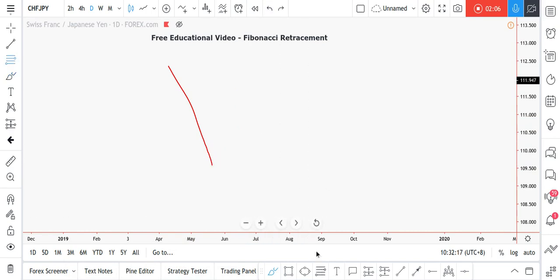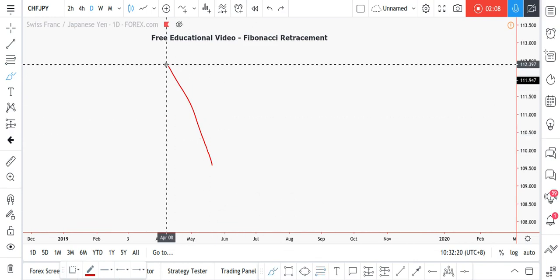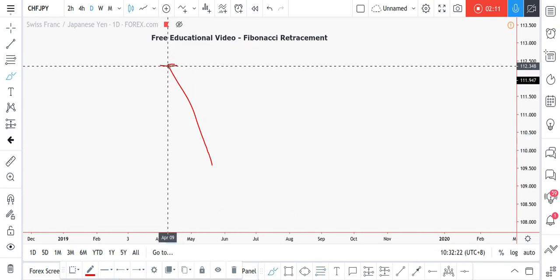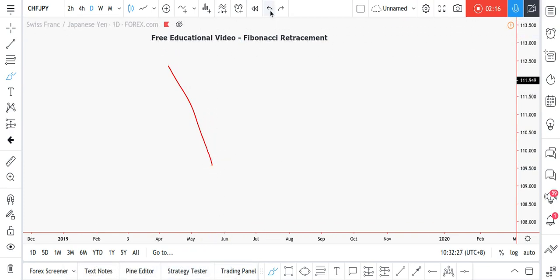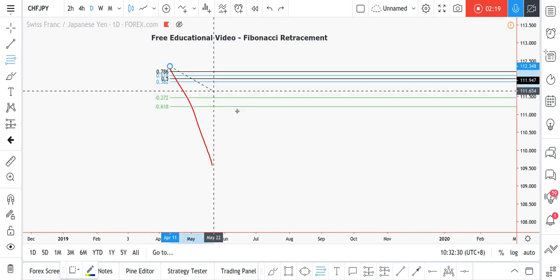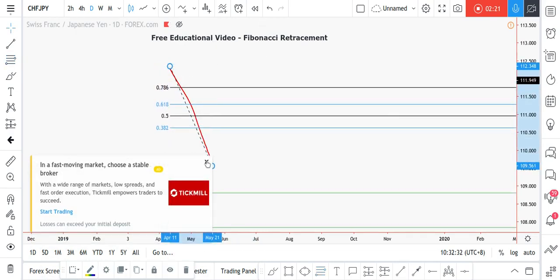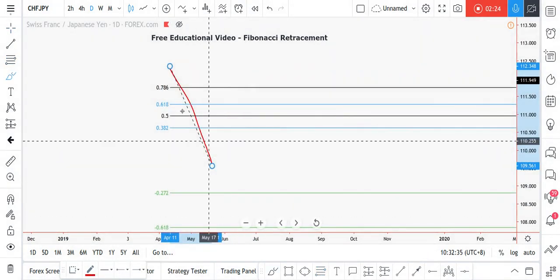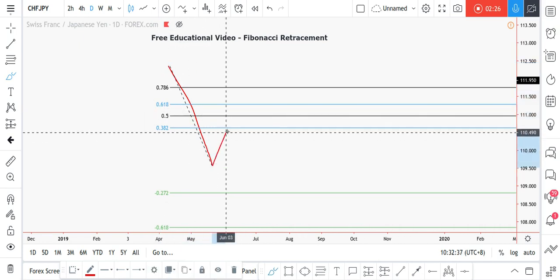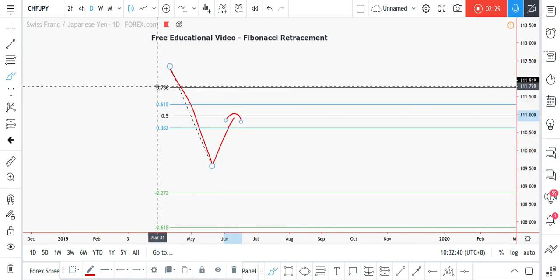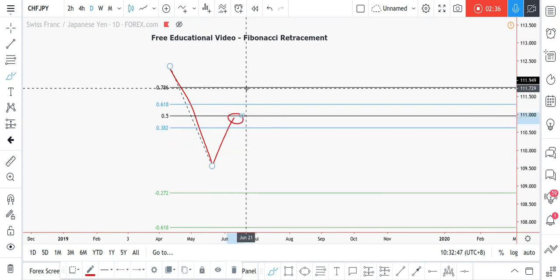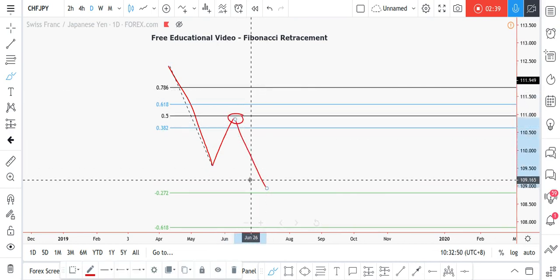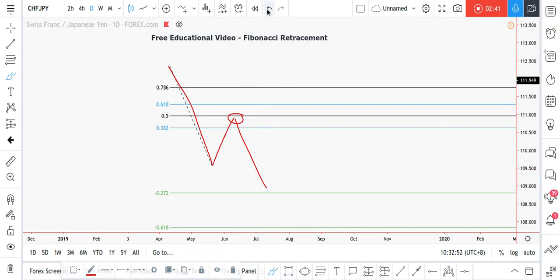If we have an impulse to the downside, it's very simple and very clean: we take our Fibonacci from this high over here to this low over here of the impulse. So we take our Fibonacci from the high to the low of the impulse. Then we can clearly see these levels in the market, and we can expect the market to come and retrace to any one of these four levels. Once we have a retracement, we can look for an entry close to these levels and then take this pair further down to the downside.